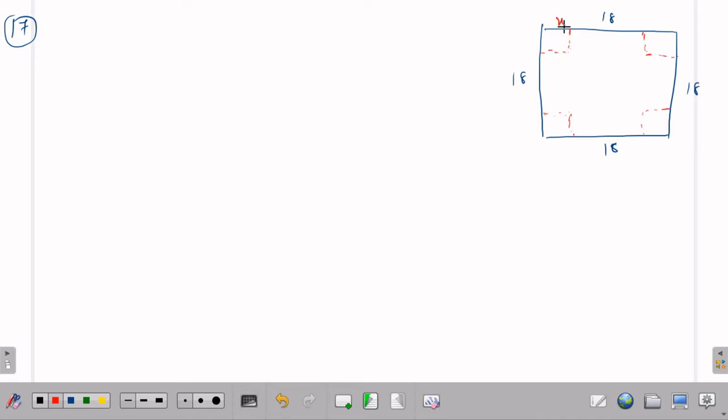So let me just try to make it x. If this is x, because it's square, everything will be x. Same thing, if this is x, everything will be x. If there's x, everything will be x. And same thing, this is x, everything will be x.